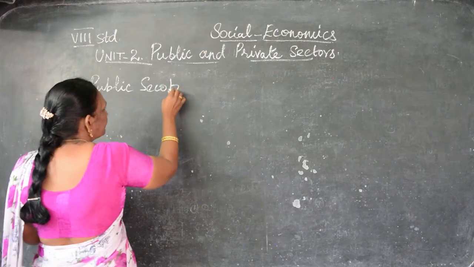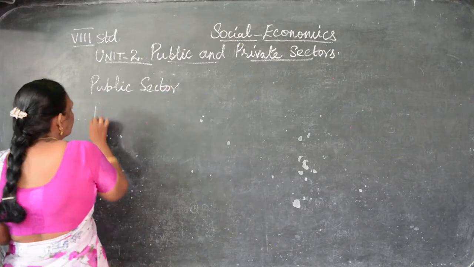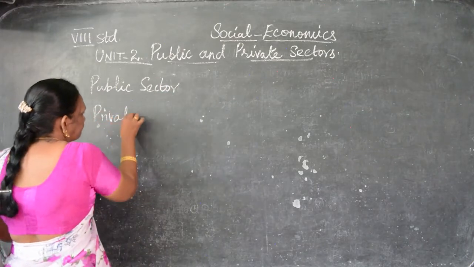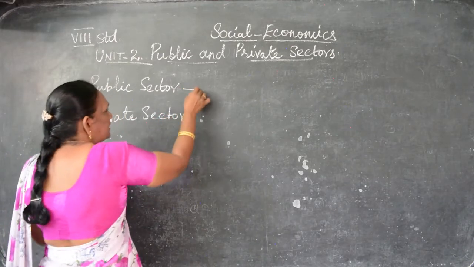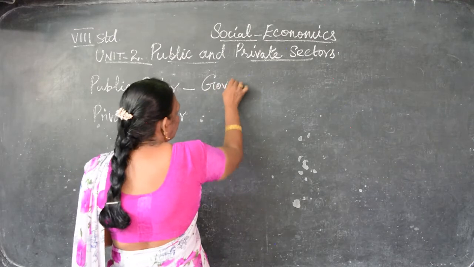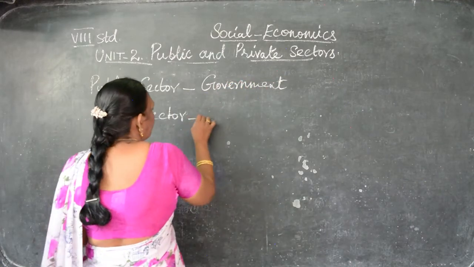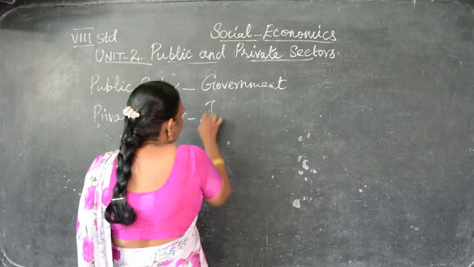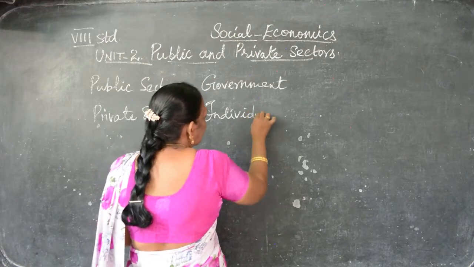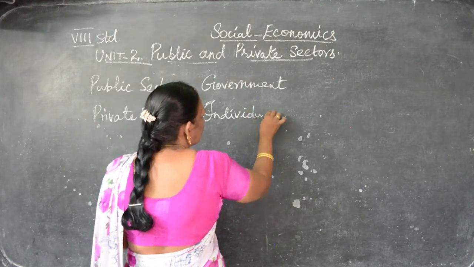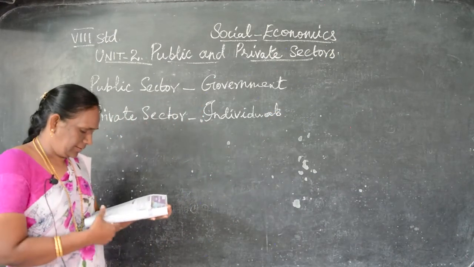Public sector and private sector. The public sector is governed by, owned by the government, and private ownership is individual ownership, individuals or groups, we can say. Understand?